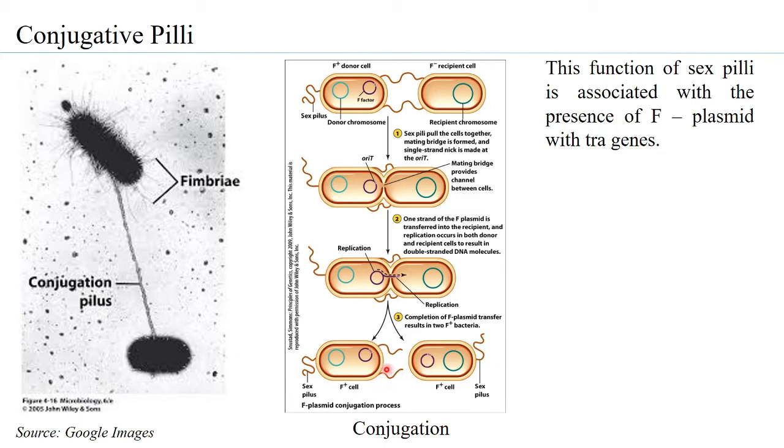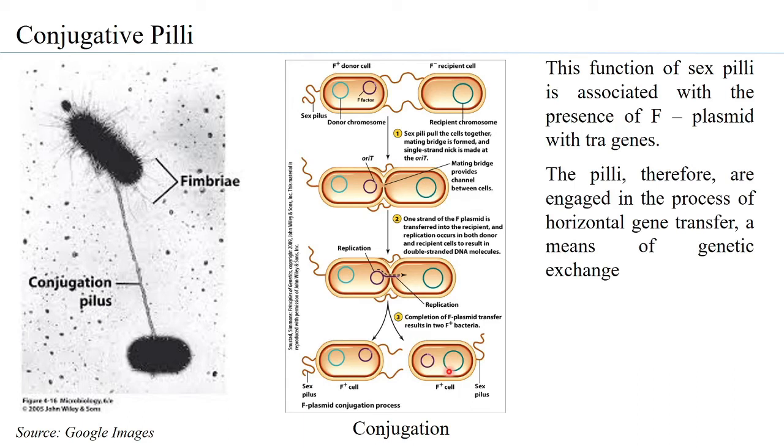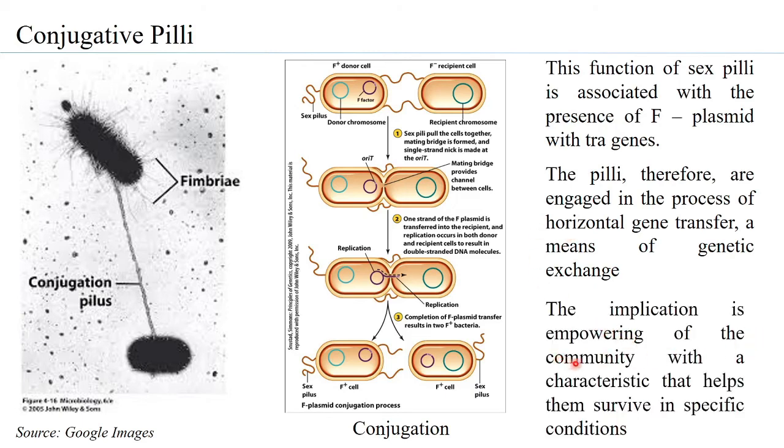How does that help? It helps because if there are other genes giving special characteristics to this cell, then the exchange of genetic material allows the other cell also to get that added characteristic. So the pili are engaged in what is called horizontal gene transfer, that is, from one cell to another cell, and this means of gene exchange has even been used as a tool in recombinant DNA technology. The implication is empowering the community with characteristics that help it survive in specific conditions.